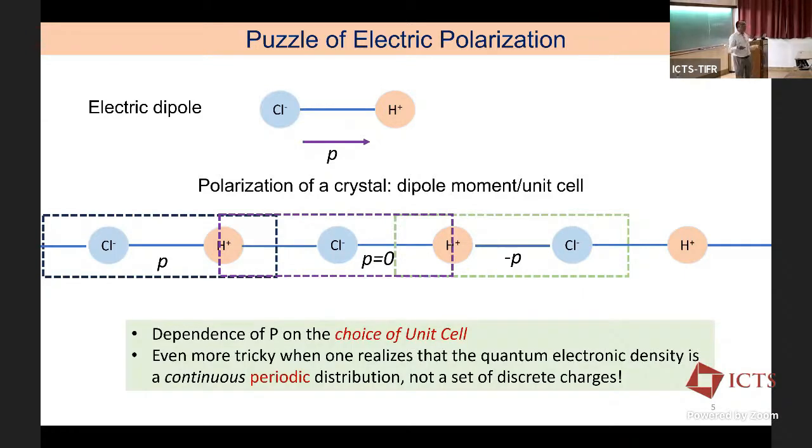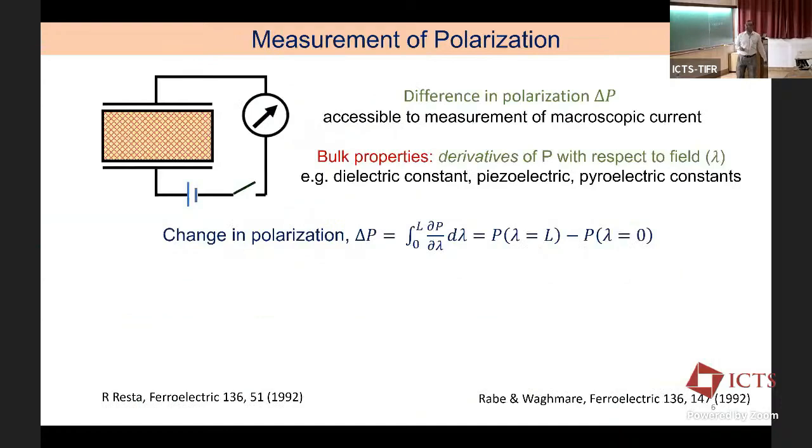And this becomes even more tricky when the density is not point charges, but a continuous distribution of charge, which is usually the case in a real system. So this is the theoretical thinking, but experimentally the same ideas apply. In fact, if you ask what is measured experimentally, it's typically the difference in polarization, particularly if you have a dielectric sandwiched in a capacitor. What you typically measure is the change in the polarization rather than the absolute polarization.